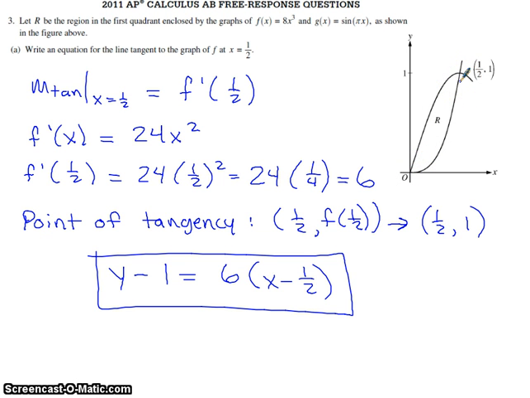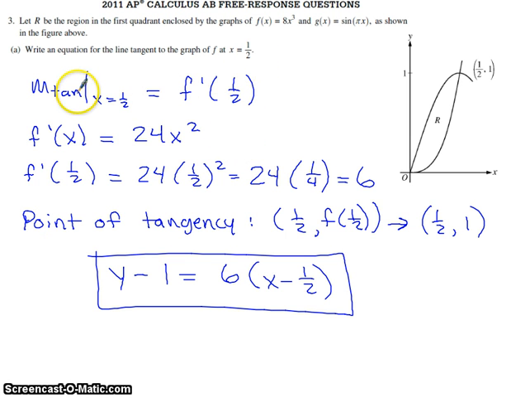And then what they want us to do in part A is write an equation for the line tangent to the graph of f at x equals 1/2. So f is the cubic, so if you think about it, the cubic is going to be the one that looks like this, and then this is the one that kind of comes up and changes direction. So if we had it continue to graph, it would produce the sine wave. So here's the graph of f of x, and we want to know what an equation for the tangent line is to f of x at 1/2.